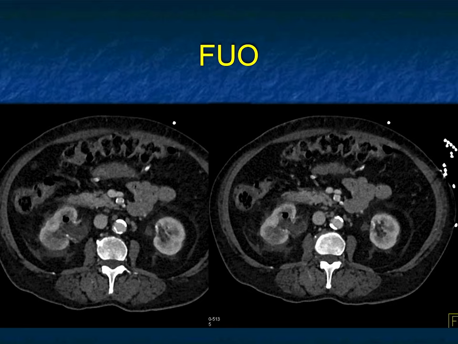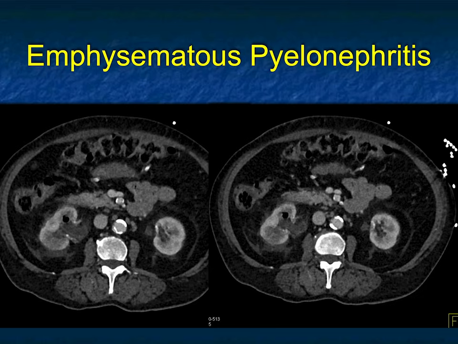Patient has fever. You look at the right kidney, there's stranding. There's a dilated renal pelvis, and there's air in the collecting system. Air in the collecting system, unless you've had a recent procedure, is infection. The stranding around the kidney is infection. The abnormal enhancement around the kidney and of the kidney is infection. The patient had FUO, and this was emphysematous pyelonephritis.